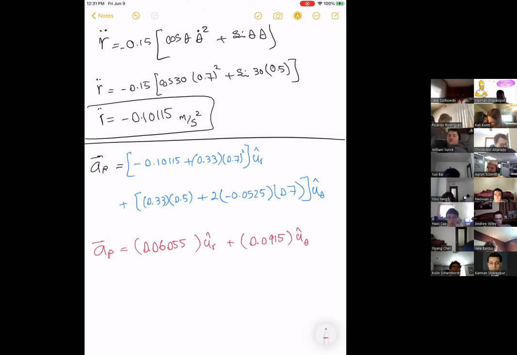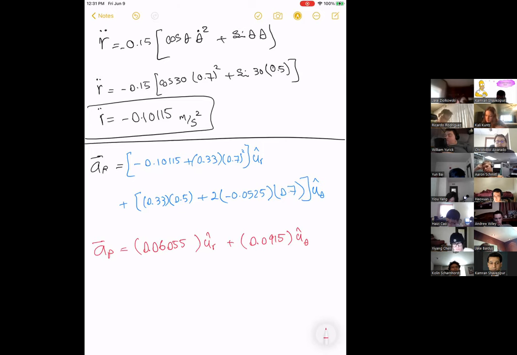You guys get the same numbers? Because I don't have this calculator like you guys. I'm just using my cell phone, and that's not the best way to do it sometimes. I got the same answers.